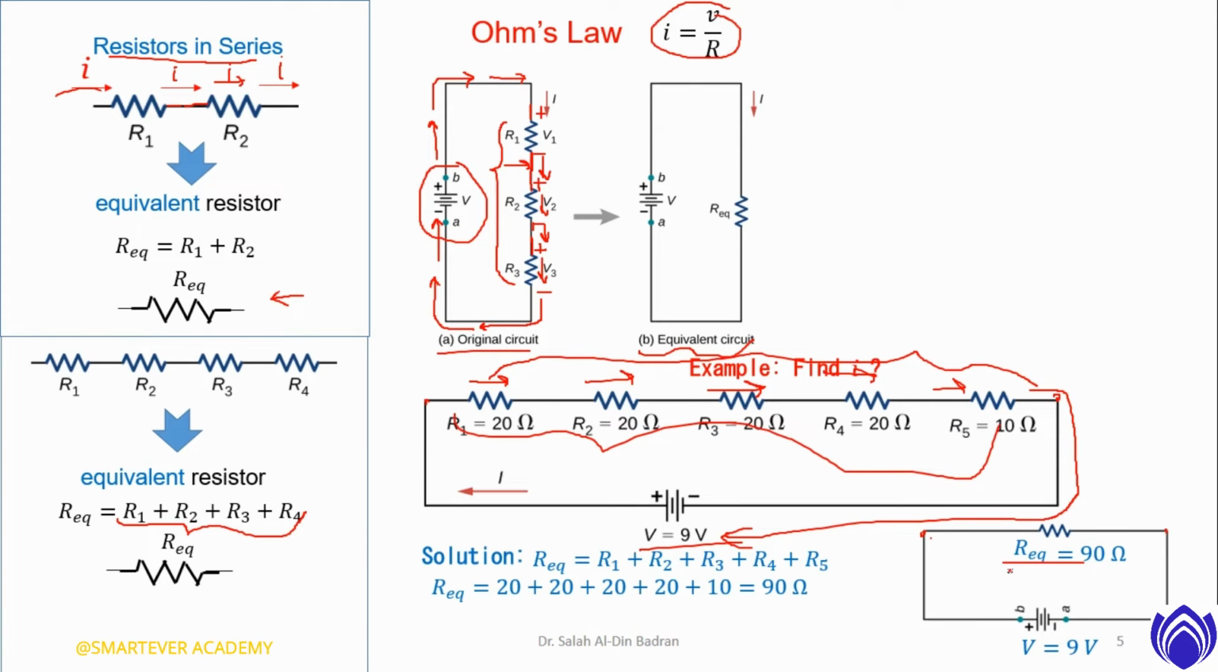We have the voltage here, according to Ohm's law. We have one resistor here, one equivalent resistor, 90 ohm. We write Ohm's law: 9 volt over 90 ohm. The result is 0.1 amps. Or we can write it in milliampere, 100 milliampere. Simply you multiply this number by 1000, you will get the result in milliampere.